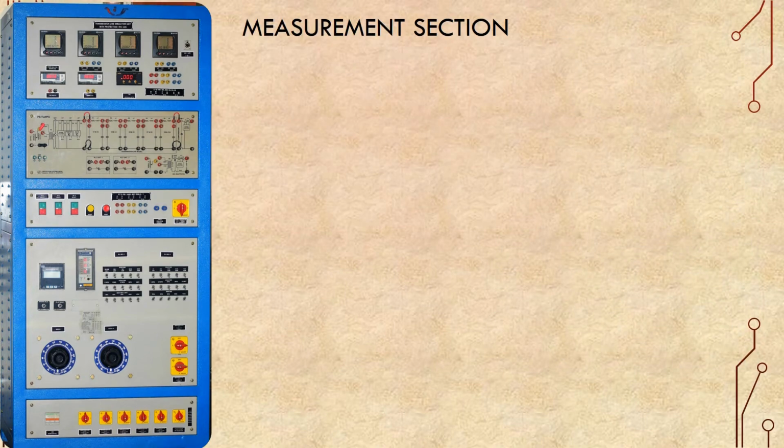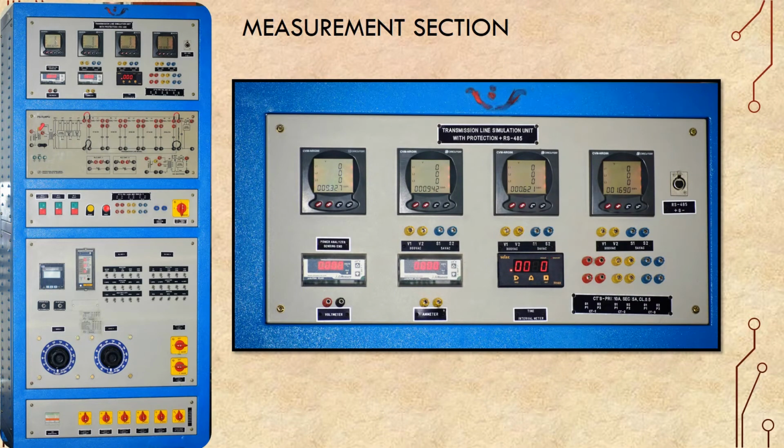Next comes the measurement section. In this panel, in the measurement section, we have power analyzers. As I told you, this is a power analyzer, this is a power analyzer, and this is another power analyzer. So 4 power analyzers are available here, and a voltmeter and an ammeter are available. Here the time interval meter is available. When we simulate any fault, we need to use this time interval meter, and CTPTs are available.